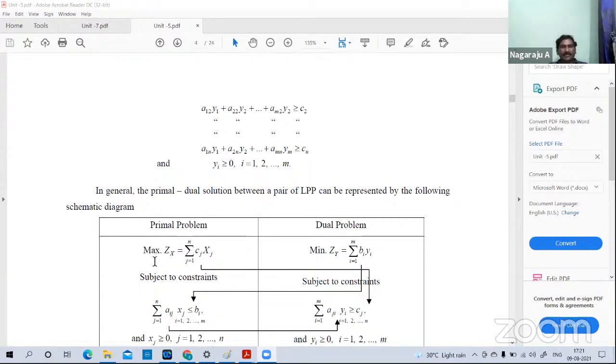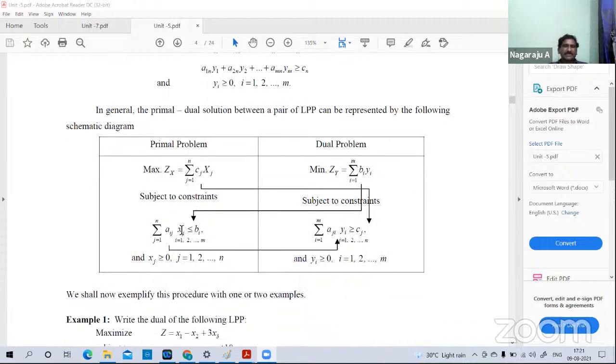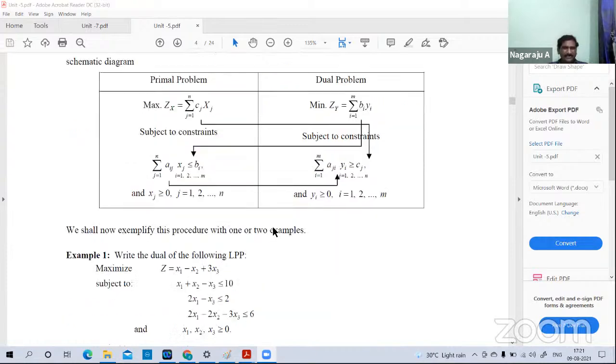Now, if I have a maximization Z in the primal, the dual automatically goes to the minimization Z. If I take a minimization Z in the primal, then it is a maximization Z in the dual problem. So minimum will be converted to maximum and maximum will be converted to minimum. Subject to the constraints, less than or equal to will be converted to greater than or equal to, and greater than or equal to can be converted to less than or equal to.